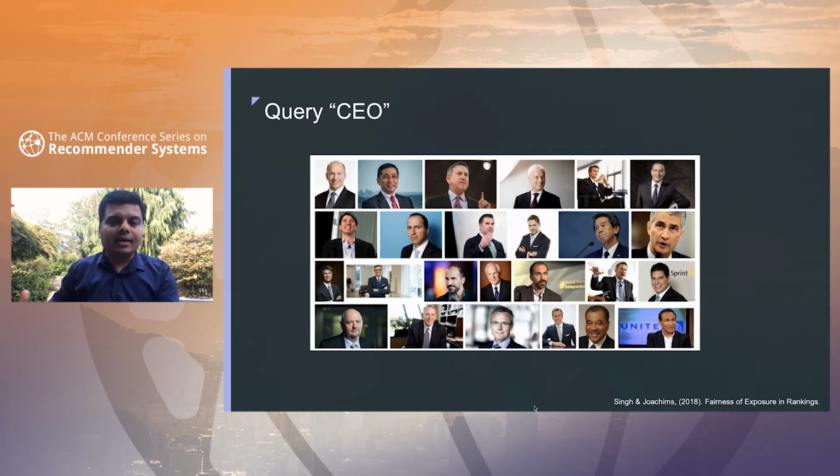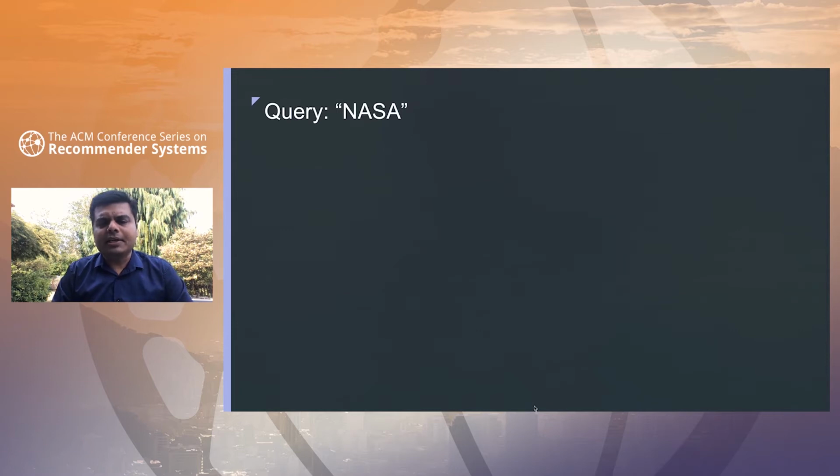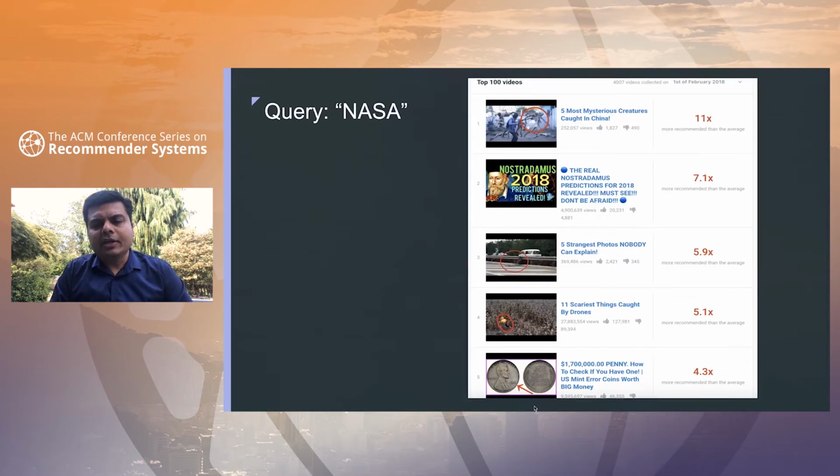So again, the data shows that most CEOs in those top companies are male and white, right? So this is an example of bias coming from data. Here's another example, and this is a very different kind of example.